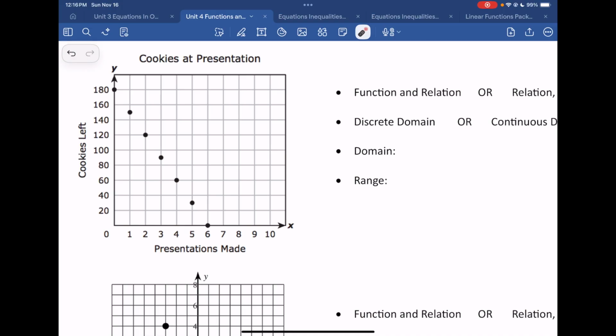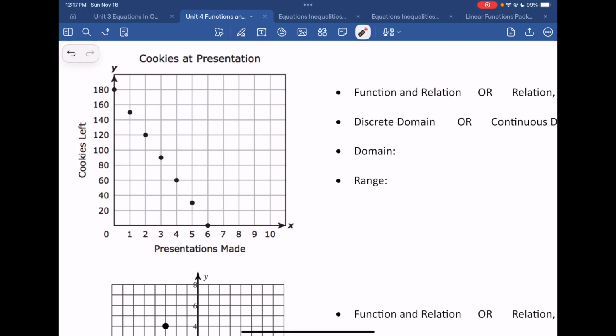And the types of numbers that you see down here, these are whole numbers. Or we could also call them non-negative integers because they don't include negatives, because you wouldn't have a negative number of presentations. And they don't include decimals or fractions because, again, we're only giving cookies out for each whole presentation. We're not going to give cookies out for half of a presentation or a third of a presentation.